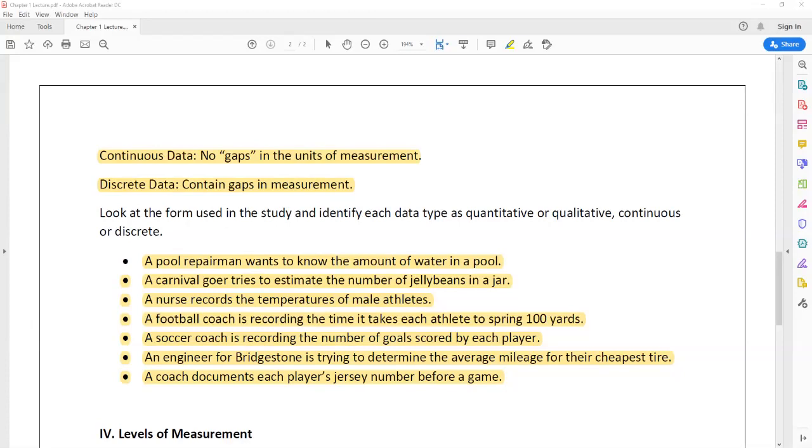A carnival goer tries to estimate the number of jelly beans. Well, okay, well, the jelly beans are going to be quantitative because we're counting those. And they are discrete, right? Because we can actually separate the jelly beans out.